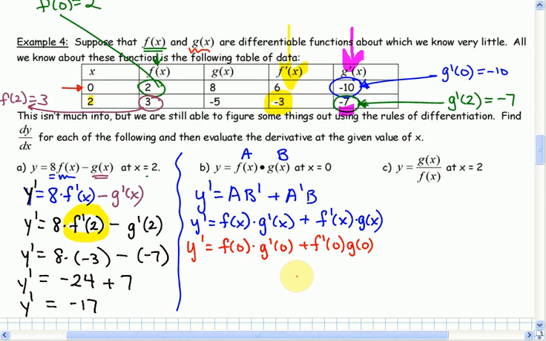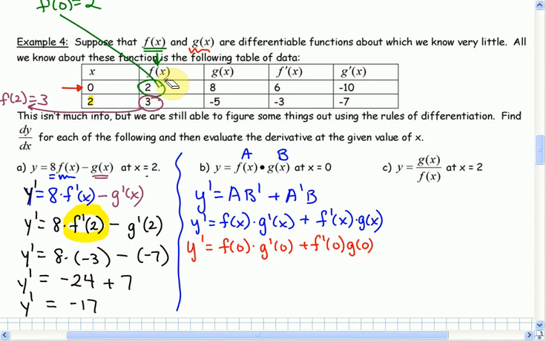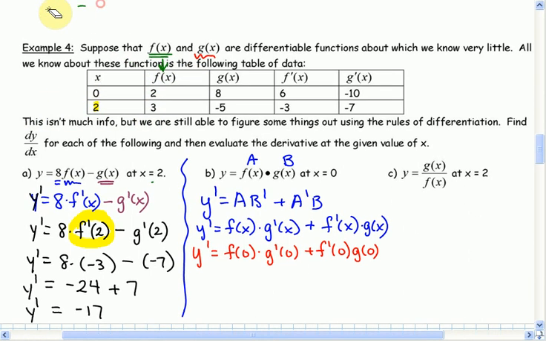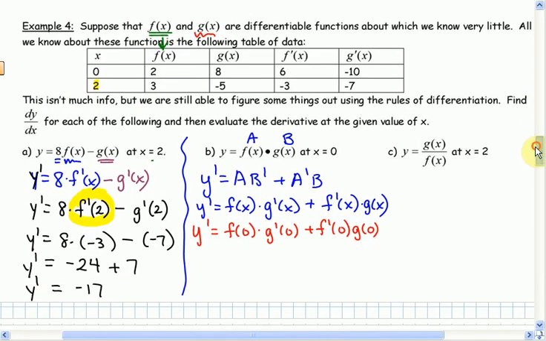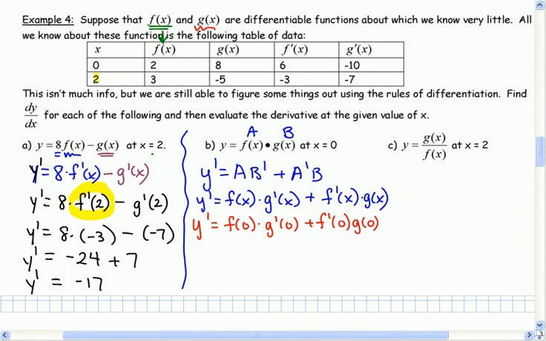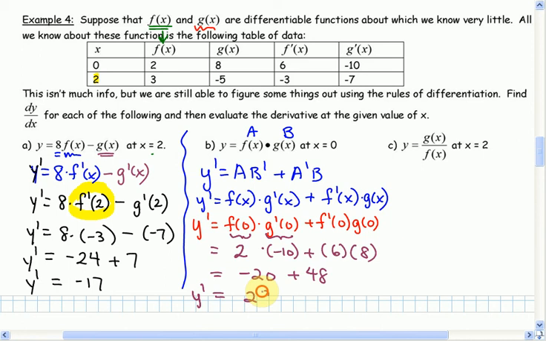Now, go ahead in the table and look for what you want. I want, first of all, f of 0. What's f of 0? What number is f of 0? 2. Good. 2. G prime of 0. Negative 10. Awesome. Keep going. F prime of 0. 6. Good. And then the last one is 8. Awesome. So 2 times negative 10, negative 20. 6 times 8 is 48. Add them together. 28. Cool.